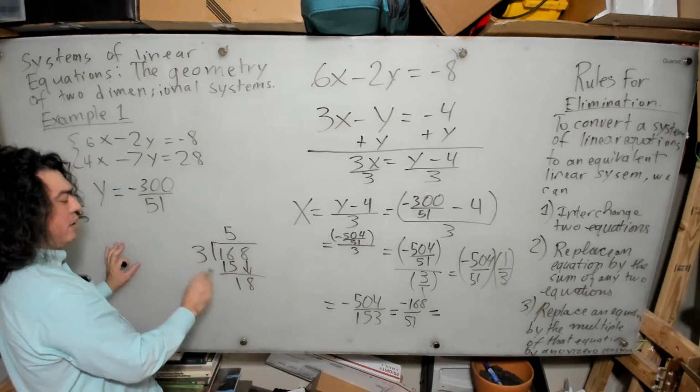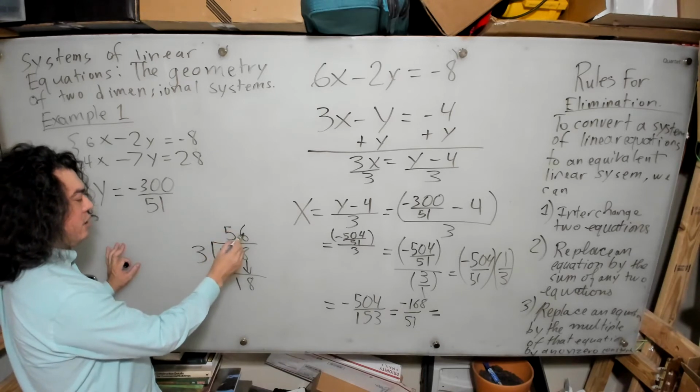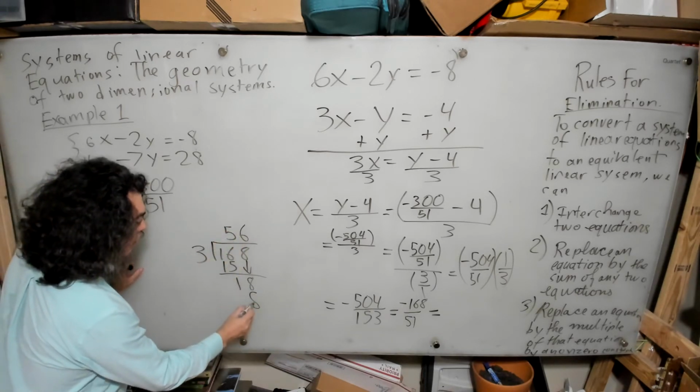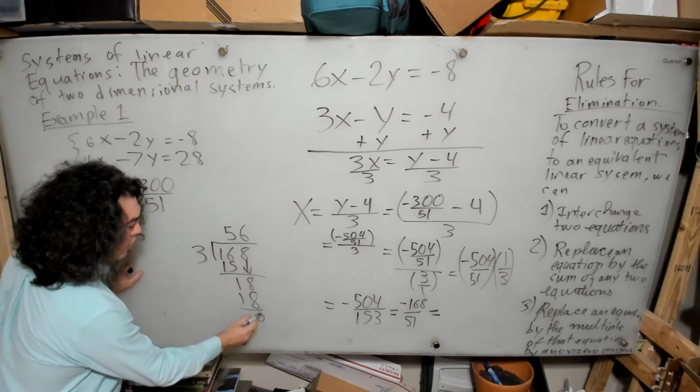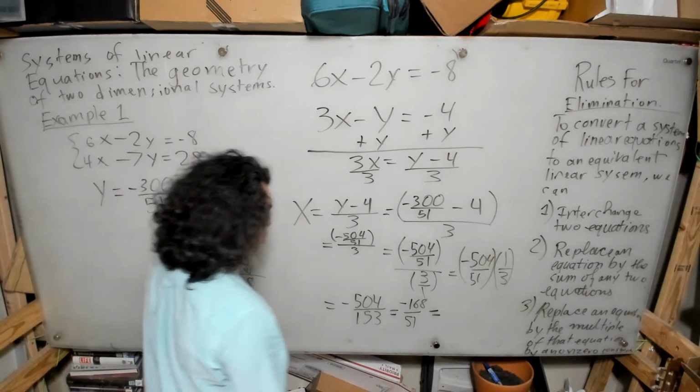I ask myself, how many times does 3 go into 18? 6 times. 6 times 3 is 18. We subtract, we get 0. So we know that the top will be 56.